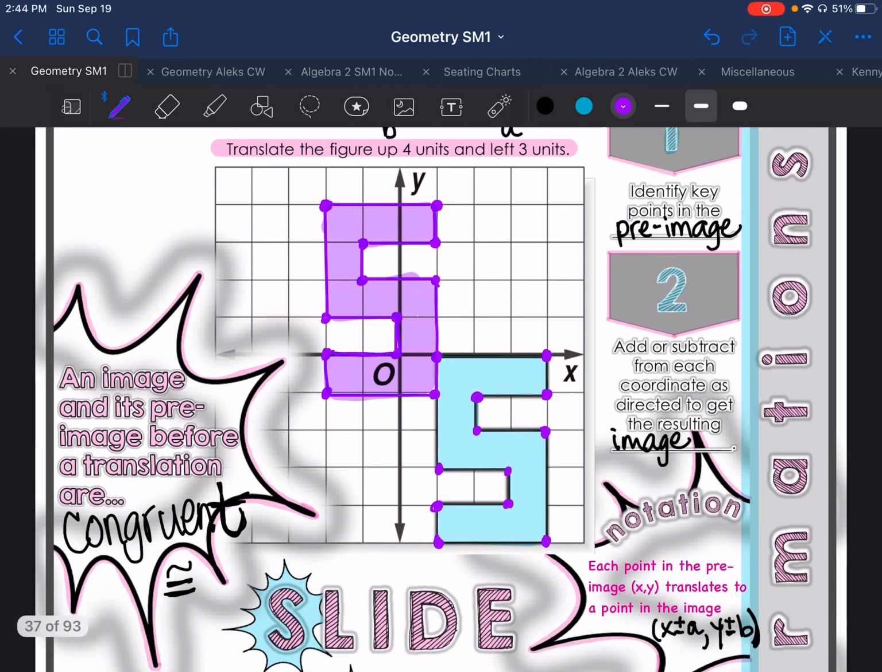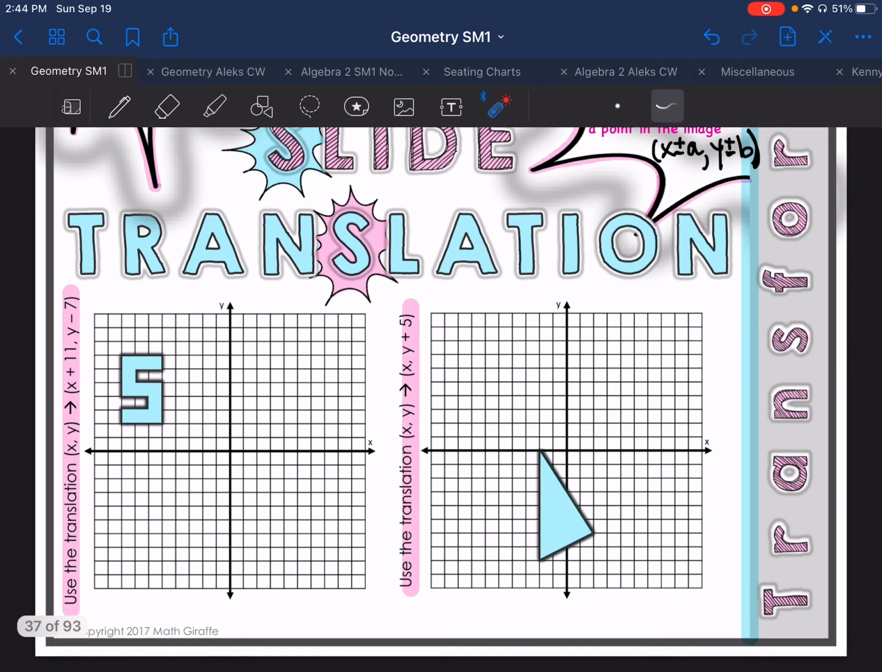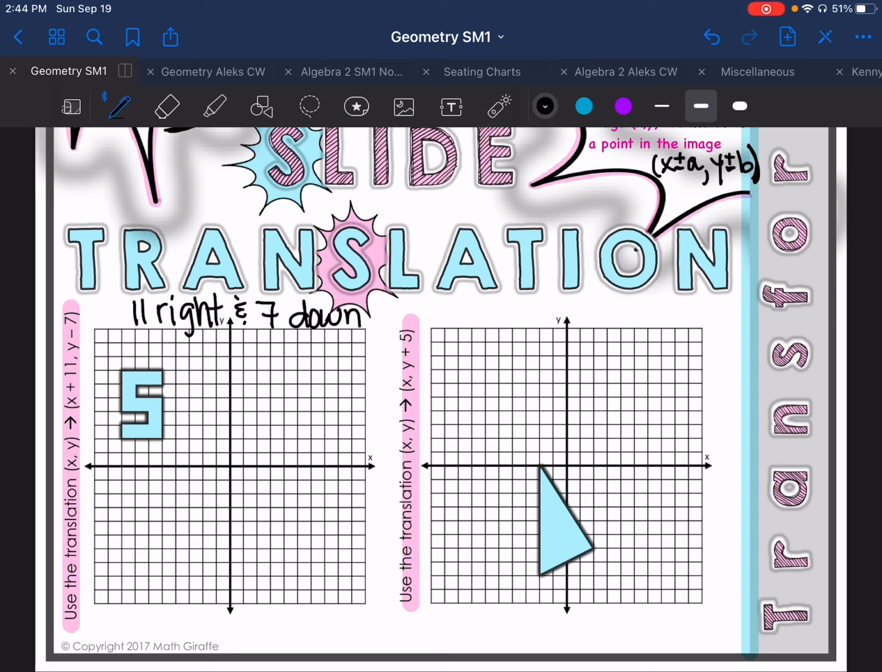All right, let's take a look at another one. Right over here is our translation. Use the translation. Okay, so take a look. They're telling us to move 11 to the right and 7 down. So this one is saying 11 right and 7 down. That's what this one is saying.